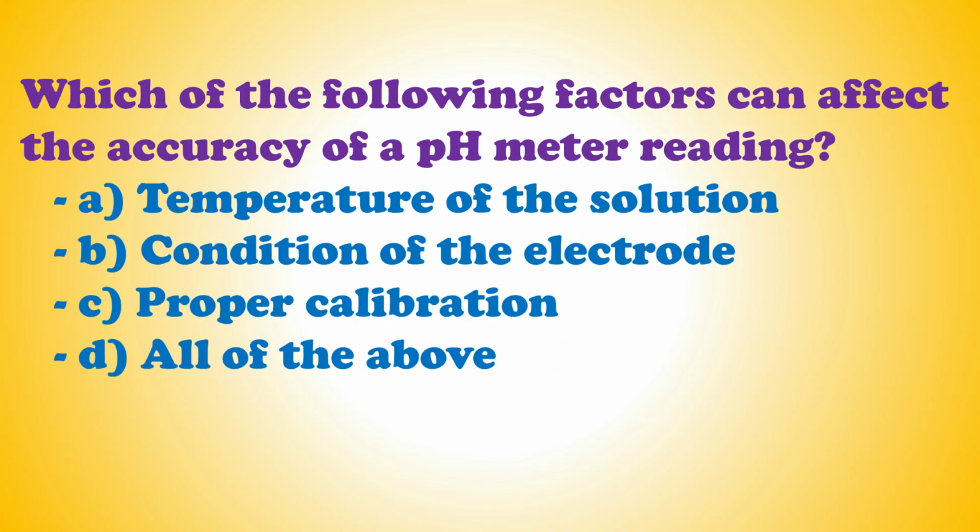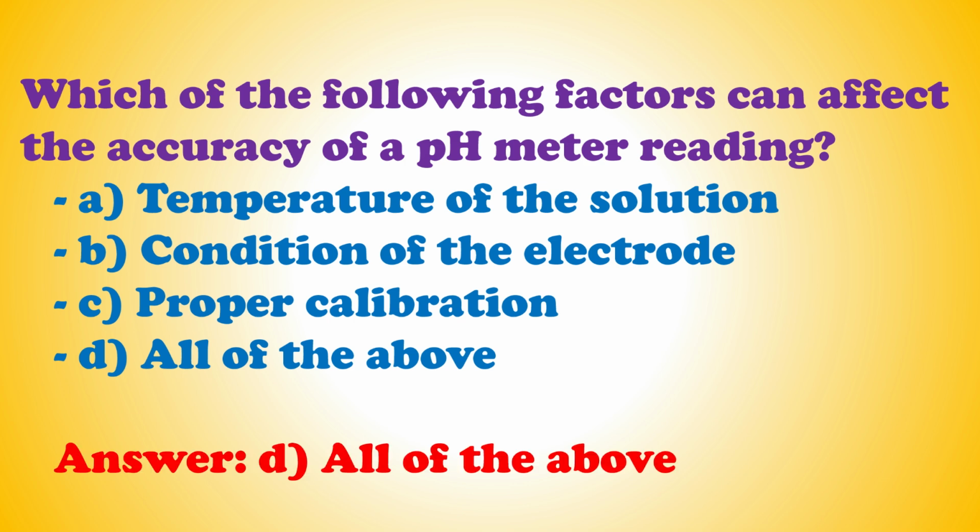Which of the following factors can affect the accuracy of a pH meter reading? Temperature of the solution, or condition of the electrode, or proper calibration, or all of the above? Give your answer. Very good, friends. The answer is correct. All of the above only.